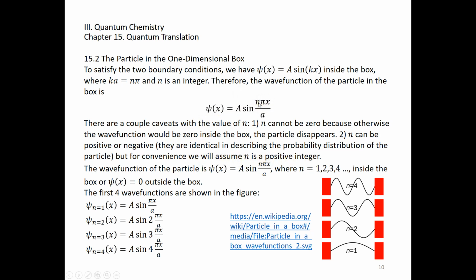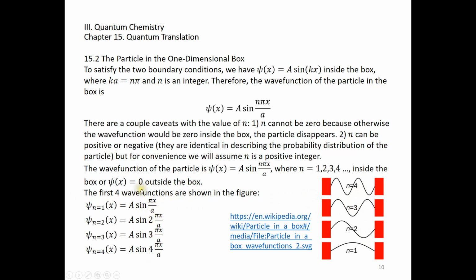Alright, therefore n has to be 1, 2, 3, 4, 5, etc. Again, the wave function of the particle in the box is A times sine n pi x over a. n has to be a positive integer, 1, 2, 3, 4, inside the box. And outside the box, the wave function is 0 due to the infinite energy barrier. Now, the first 4 wave functions are shown in this figure. The mathematical expressions are here.